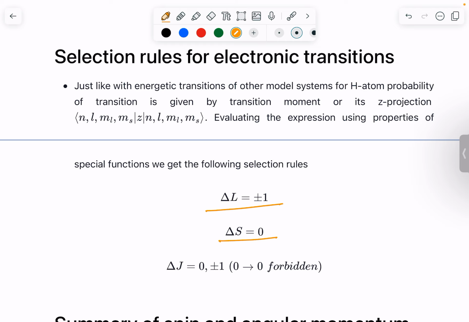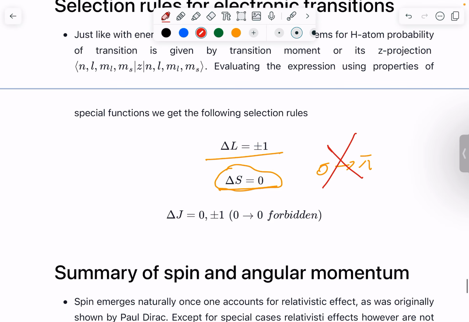And interestingly, this one that we're going to discuss quite a bit with multi-electron atoms and molecules, you see that the total spin must be conserved. Okay, so if you have some kind of transition, and I'm jumping a little bit ahead, that corresponds to different values of the total spin, this will be forbidden, okay, by quantum mechanics.